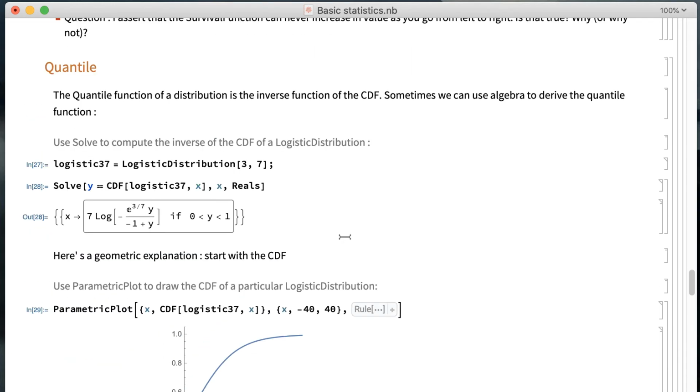All right, so what about the quantile function? The quantile is just the inverse of the CDF, and sometimes we can use algebra to derive it. Here I'm basically saying, consider this logistic distribution. Don't need to know what that is for now, but it's another kind of distribution. And I'm going to say, okay, given a y, for what value of x is this true? I'm solving for x. I get this function here, and that is the mathematical expression as a function of y for the quantile function of the logistic distribution with first parameter 3 and second parameter 7.